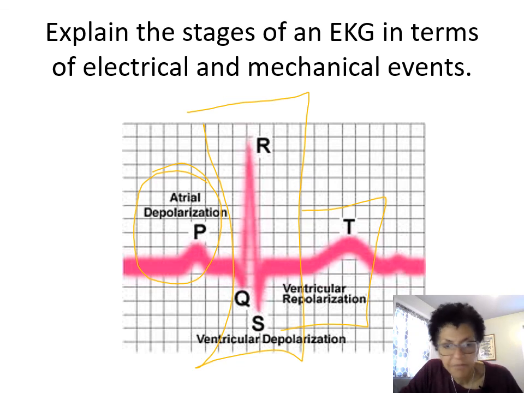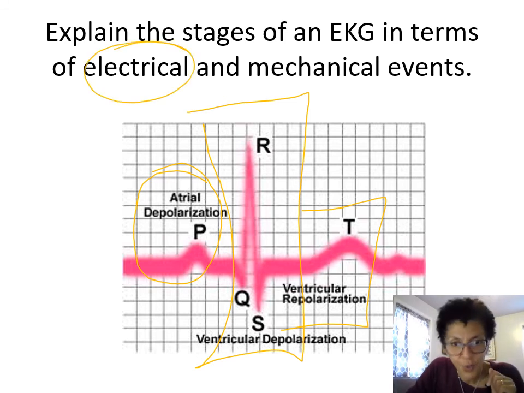So P wave, atrial depolarization. Action potentials are arriving and moving through. QRS complex, ventricular depolarization. Action potentials are arriving and moving through the ventricles. T wave, that's ventricular repolarization, and you can think of that as like the action potentials going away. So those are all electrical events.